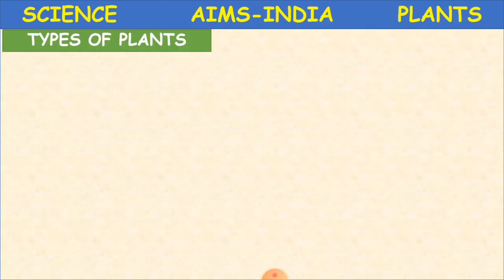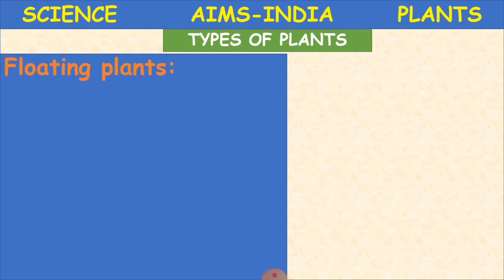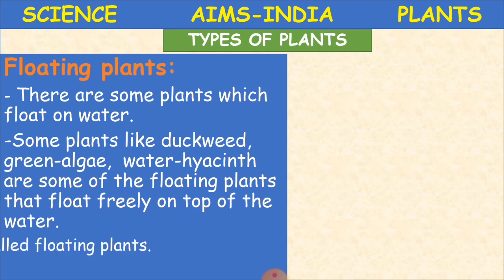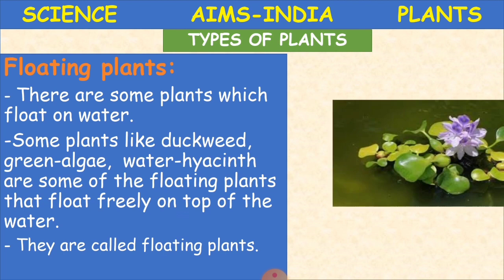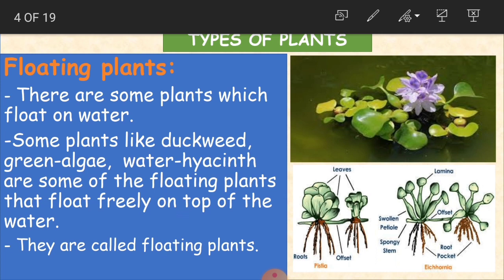The first one here is the floating plant. There are some plants which float on water. Some plants like duckweed, green algae, and water hyacinth are some of the floating plants that float freely on the top of the water. They are called floating plants, which float on the water.